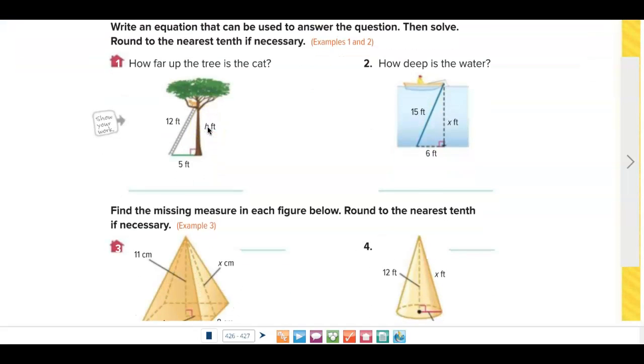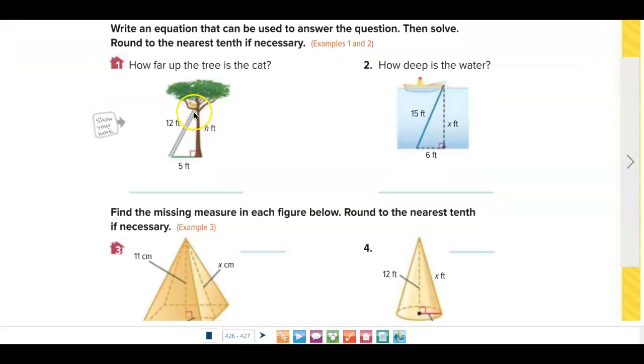All right, on the first one, we're given the length of the ladder, and then we're also given the distance from the tree to the base of the ladder, and we're missing the height of the tree. Since the hypotenuse is always opposite of our right angle, we know that this is going to be our hypotenuse, or in other words, our c. So we know that it equals 12 squared, and then we have 5 squared plus h squared equals that. I would do my squares first, so I get 25 plus h squared equals 144.